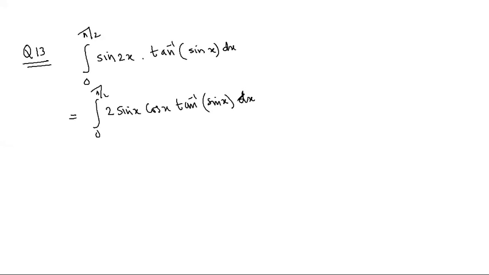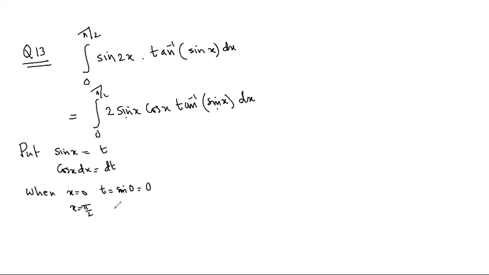Now whose derivative is present? Sin x. The derivative of sin x is cos x. So you can put sin x as t. So you will put sin x equal to t, because the derivative of sin x is present. When x takes value 0, t takes value 0. When x takes value pi by 2, t takes value sin pi by 2.